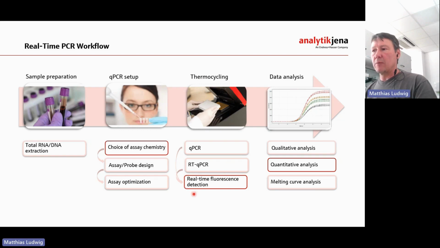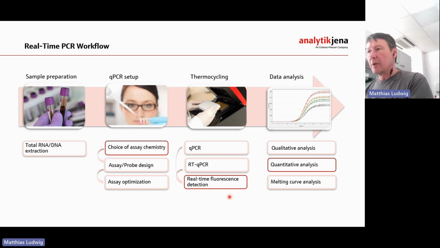We use the real-time fluorescence detection. That means we work with intercalating dye or with TaqMan probes, and we use this real-time detection with fluorescence. And last but not least, then you can see some curves, but it is important to know: what is my analysis in the back?